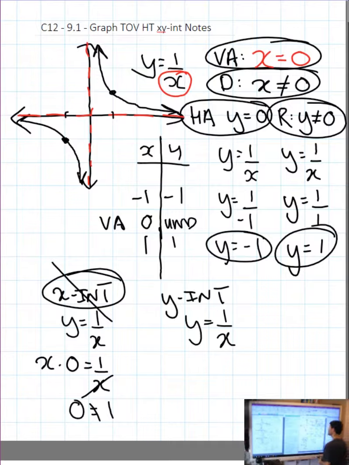Okay, on to y-intercept. What do we know about y-intercepts? Well, any y-intercept, x equals 0. So I can simply put 0 in for x. Now, are we allowed to divide by 0? No. What does that tell you about what you're trying to look for? It does not exist. This graph does not have any x-intercepts or y-intercepts.